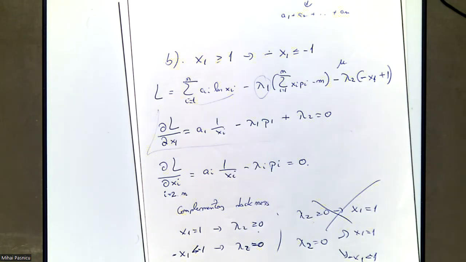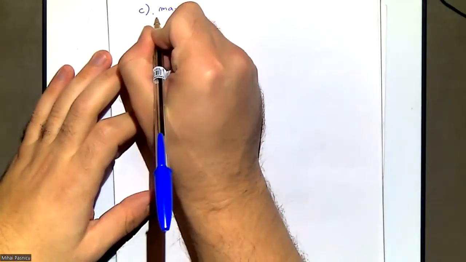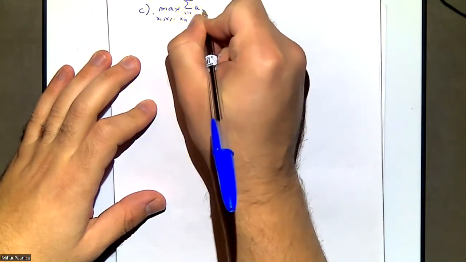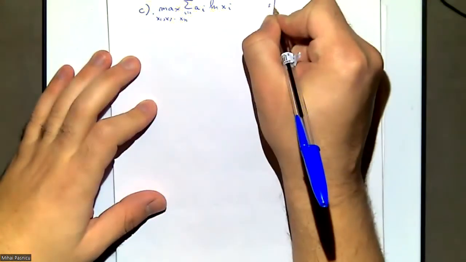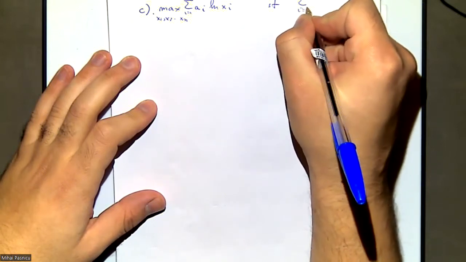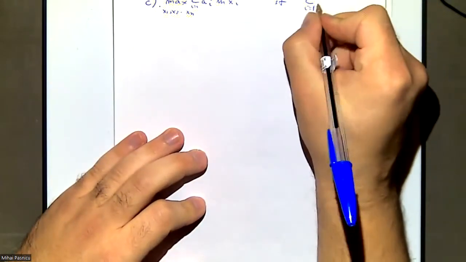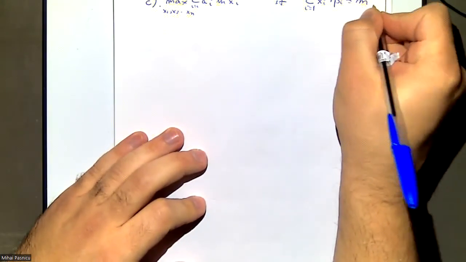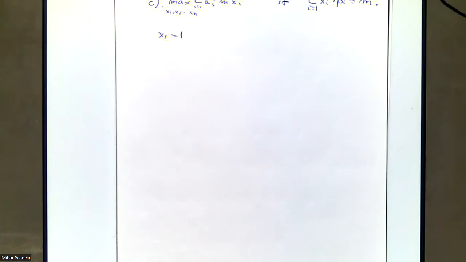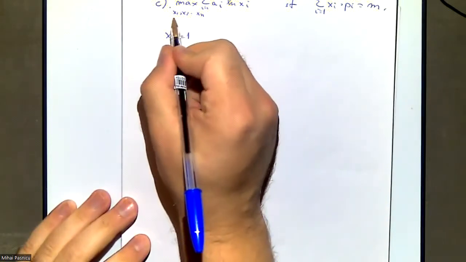But the cleanest way to look at it, in which I don't have to write a single line, is this. My problem initially was: maximize over x1, x2, ..., xn the sum from i equals 1 to n of ai log of xi, subject to the sum from i equals 1 to n of xi pi being equal to m. This is your initial problem. Now I tell you x1 is equal to 1. At this point, you should know that I am not maximizing over n variables anymore. I am maximizing over n minus 1 variables.